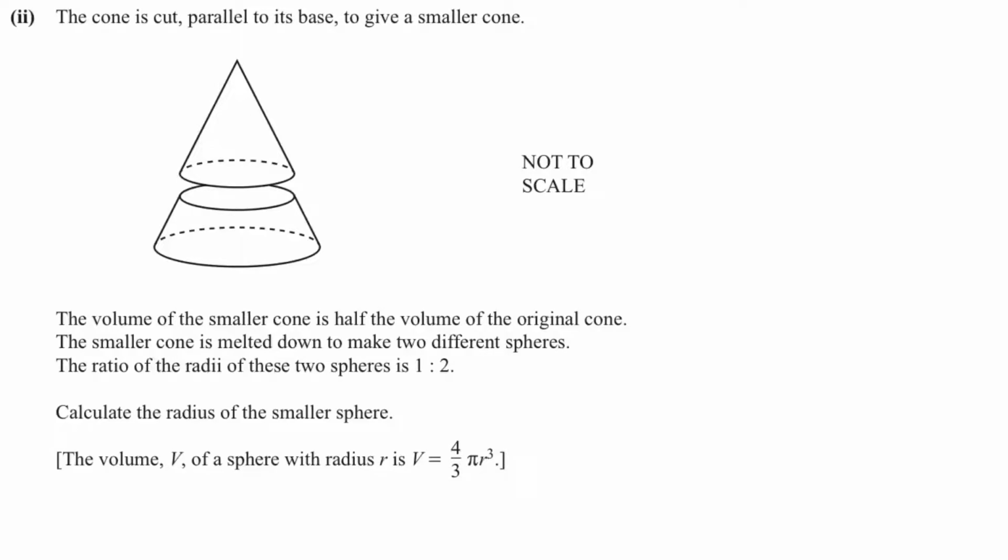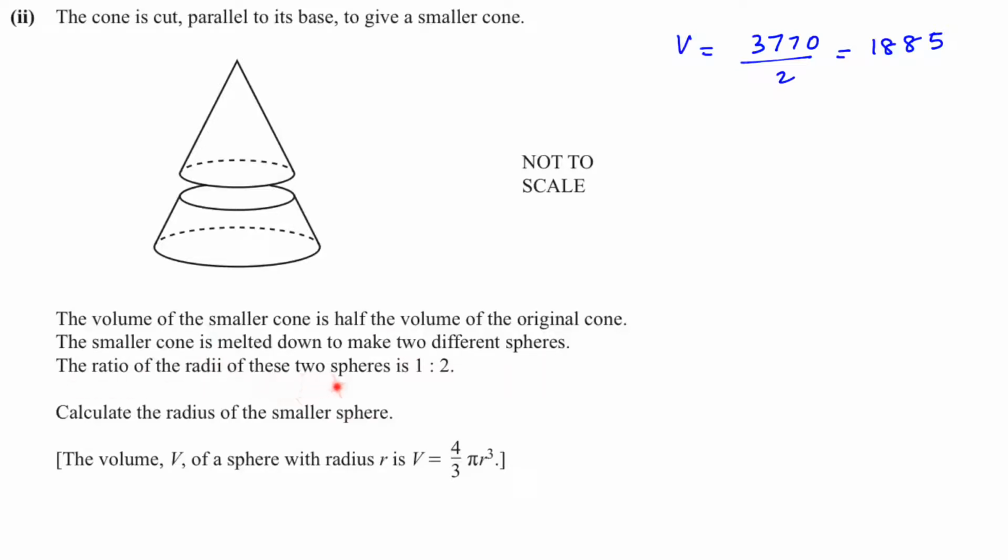Part 2. The cone is cut parallel to its base to give a smaller cone. The volume of the smaller cone is half the volume of the original cone. So the volume of the original cone is 3770. To find the volume of this cone, we will divide it by 2. So 1885 is the volume. Second part, the smaller cone is melted down to make two different spheres.